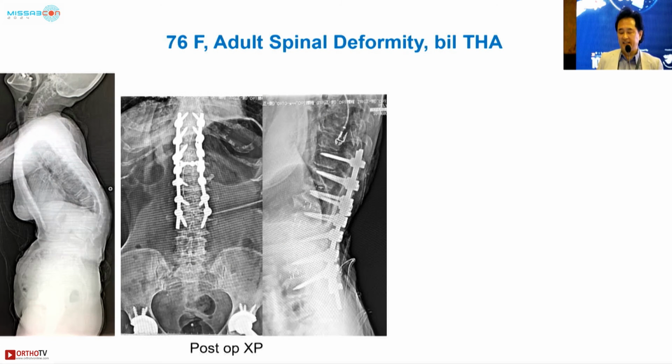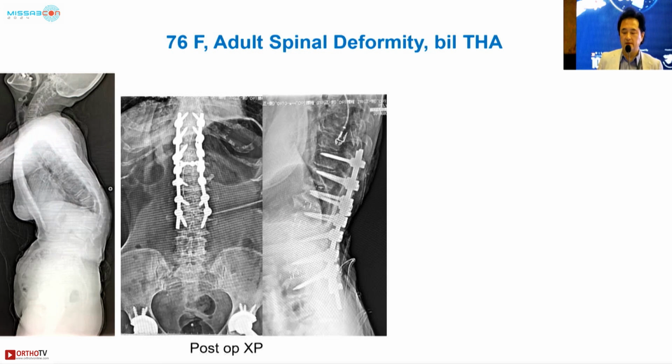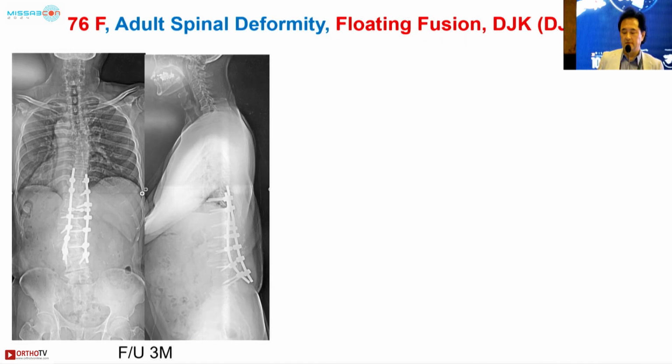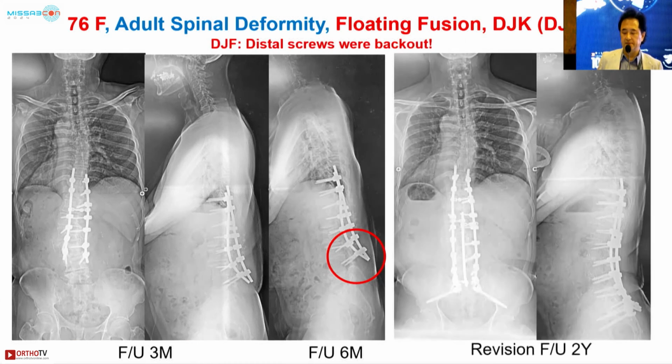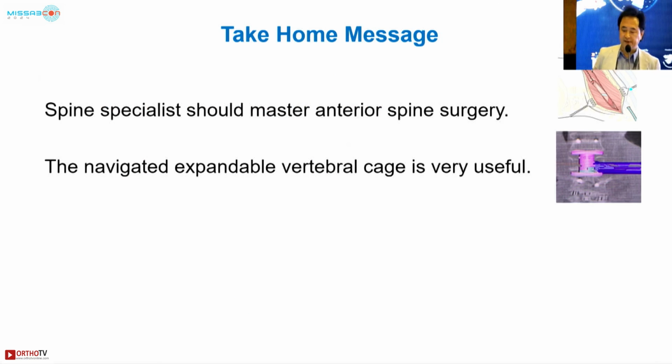Another one is, for this case, we would like to preserve the motion segment for this patient, but it was a mistake. PJF. So we did a revision surgery like this. In 2004, Bridwell already reported you should extend the fusion to the sacrum.